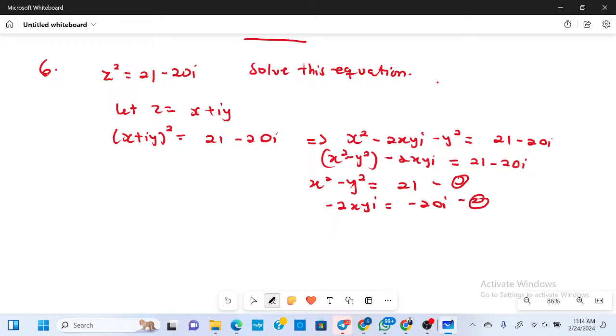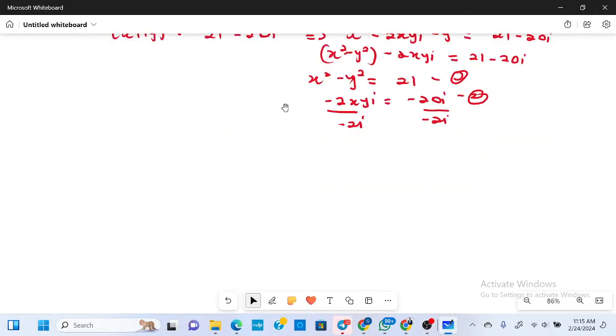I'll divide through by negative 2i, and that is going to give me xy to be equal to 10. This is our third equation. So from here, I can say that x is equal to 10 on y. Then I'll just bring it back to my first equation here.